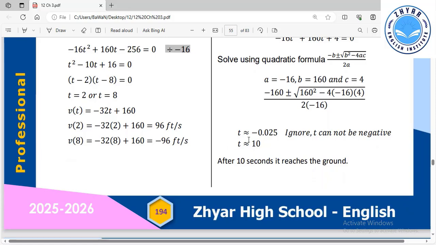We will have two answers. One of them is negative, which we ignored. Time cannot be negative. And the other one is 10. That means the rocket reached the ground by 10 seconds.